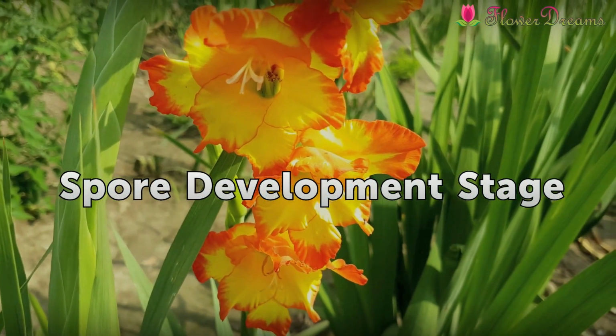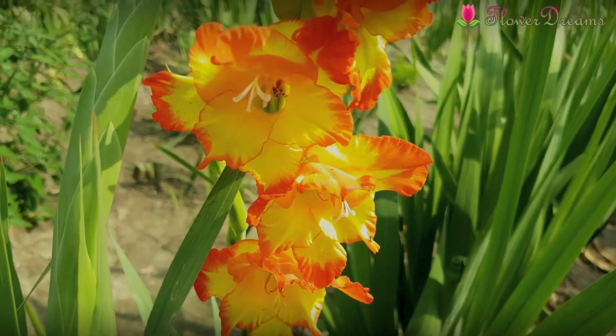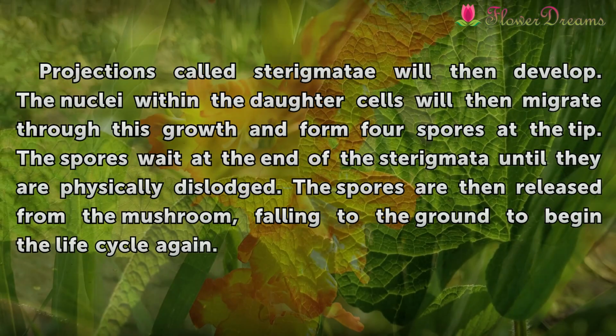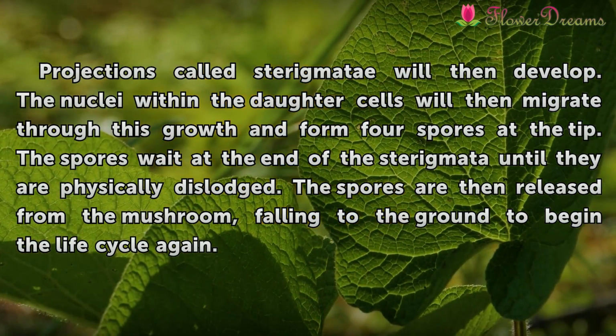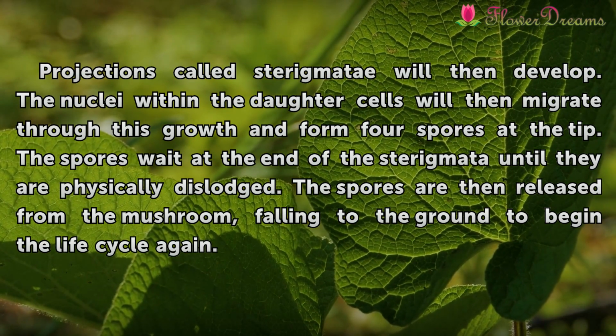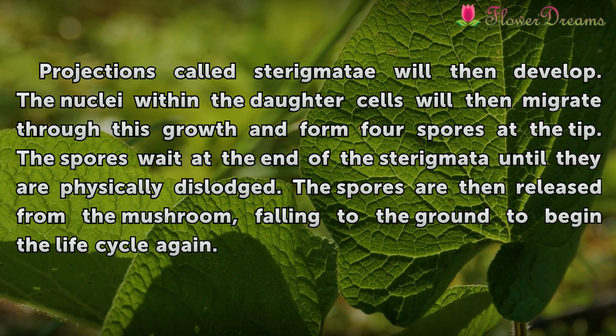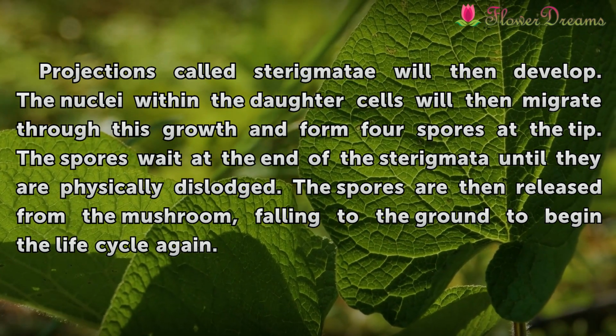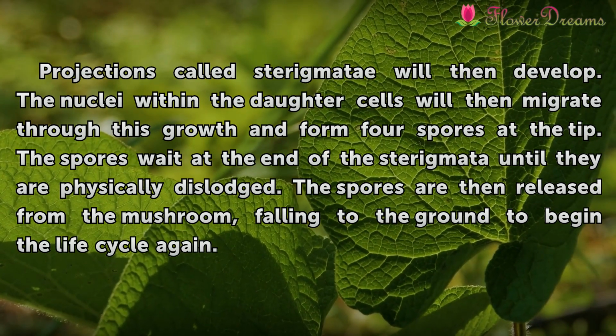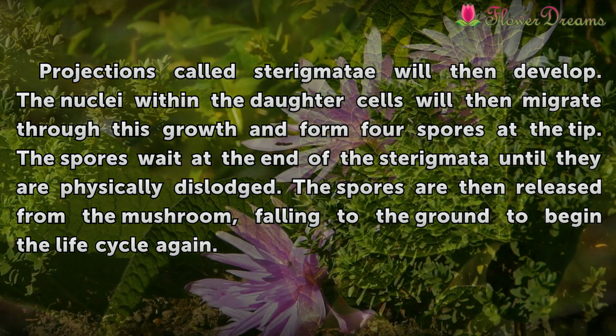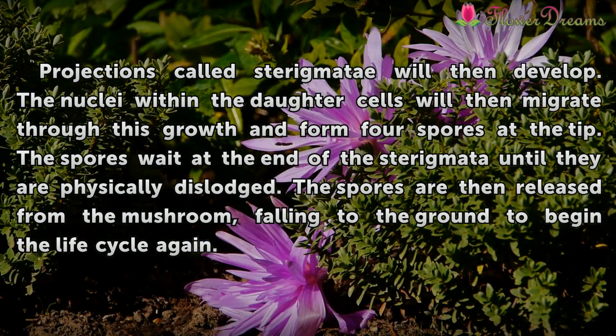Spore development stage. Projections called sterigmata will then develop. The nuclei within the daughter cells will then migrate through this growth and form 4 spores at the tip. The spores wait at the end of the sterigmata until they are physically dislodged. The spores are then released from the mushroom, falling to the ground to begin the life cycle again.